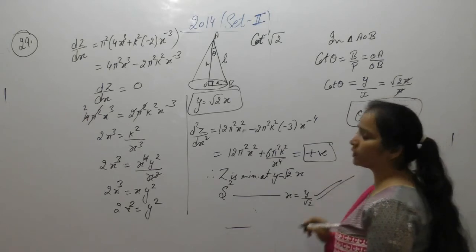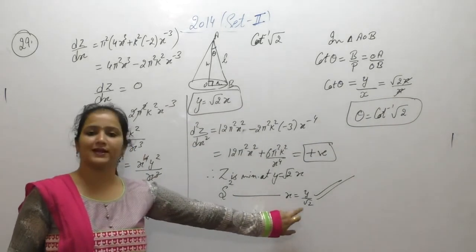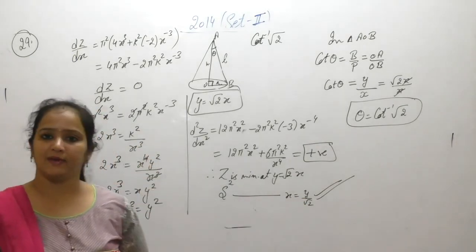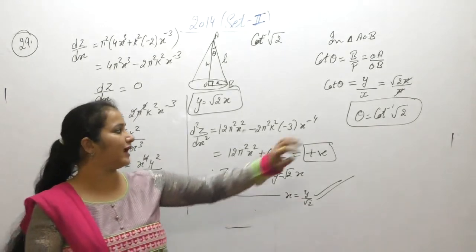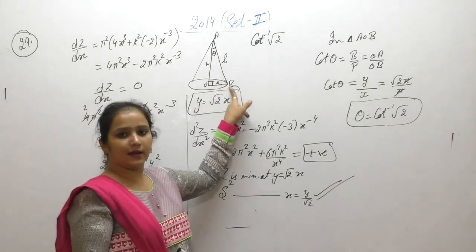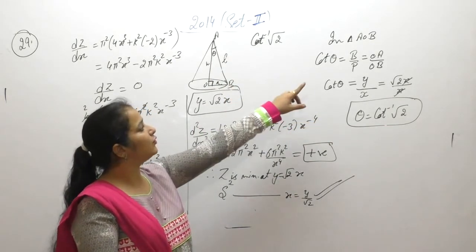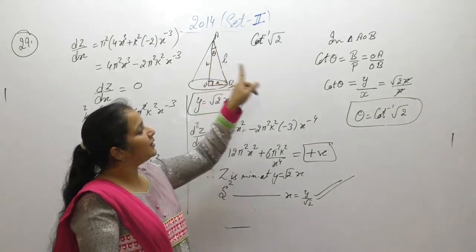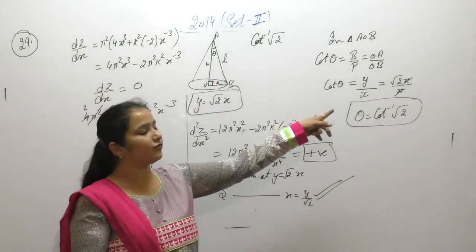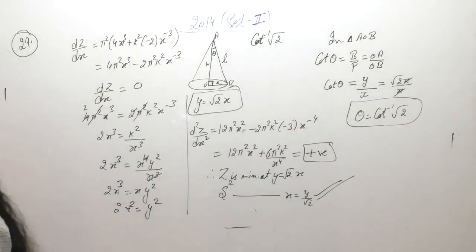So this proves that the surface area is least when x equals y upon root 2. Now we want to find the semi-vertical angle and prove that it equals cot inverse root 2. So take this triangle, and cot is base upon perpendicular. We have OA as height, which we take as y, and radius as x. Now put the value of y there. So the semi-vertical angle theta is cot inverse root 2.